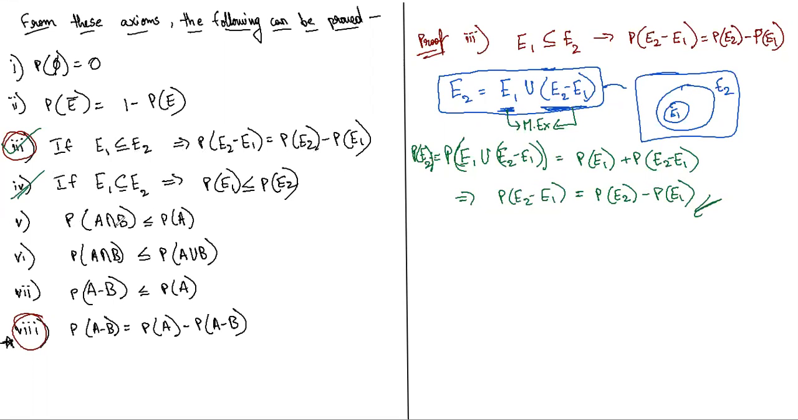Fifth कैसे prove करेंगे? A intersection B is a subset of A. तो ये भी prove हो गया. Similar 6, 7 भी prove हो गया. ठीक है? Anyone has any doubt? Eighth wala. Now can someone try the eighth one?